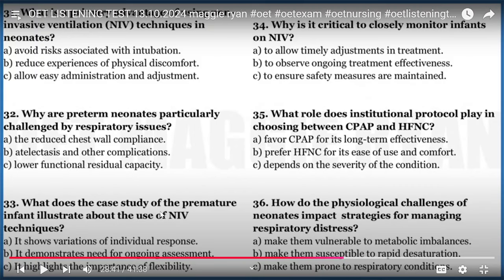Again, I will play, and please identify how they are mentioning. This is a way to tackle part C of OET listening.